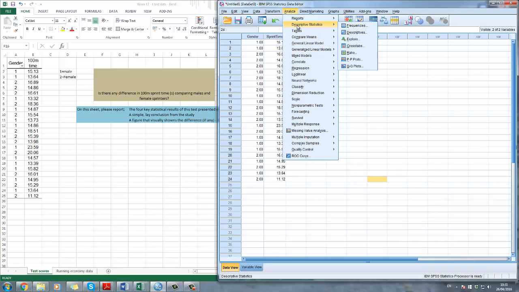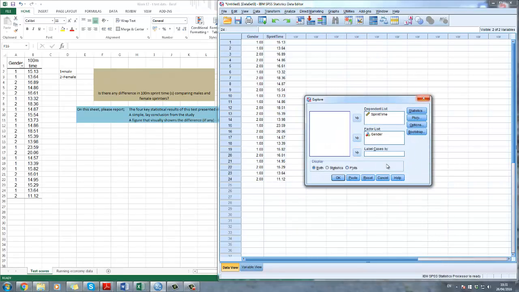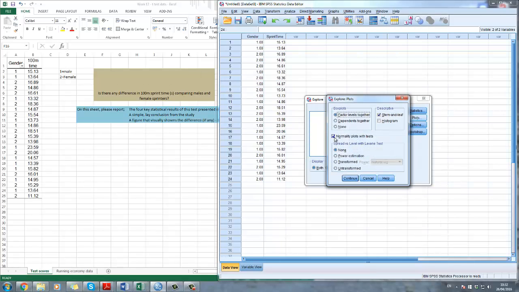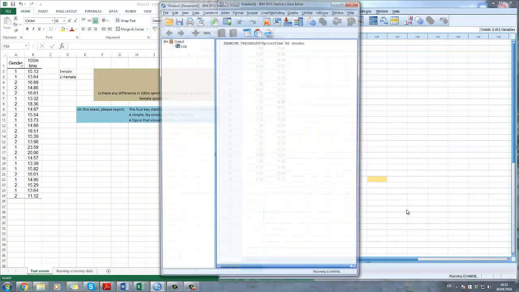We're going to go to Analyze, Descriptives, and Explore to first check our parametric assumptions. Namely, here we're going to look at outliers and normal distribution. We're going to copy sprint time into the dependent list because it's our dependent variable, and gender into the factor list. The reason that we do this is because we want to check outliers and normality in the two groups when they are divided. We don't want to consider this whole data set as one whole set. We need to divide them into those who are male and those who are female. By adding gender into factor list, this will automatically divide the two groups up. In statistics, we click outliers, and in plots, we'll tick normality plots with tests. Click OK.